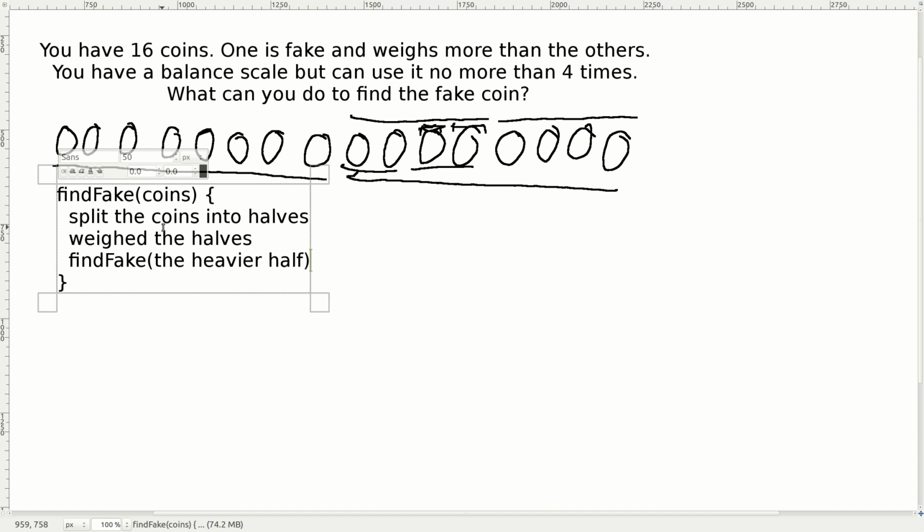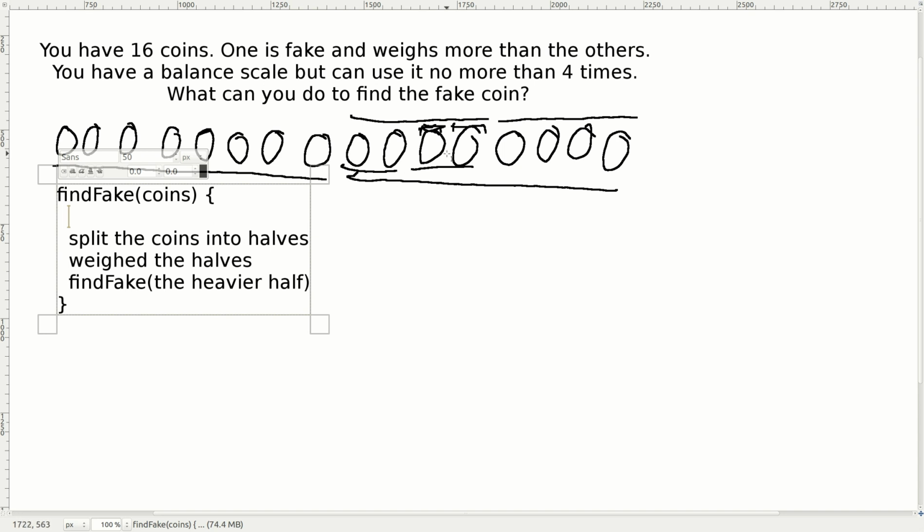This approach repeats that same process of splitting, weighing, and then finding the fake among the heavier half to do its own work. It's referring to itself. There's one little trick that we had to do here to be able to stop, though, because we stopped when we found one coin that was heavier than its partner in a pair. So we could say, if there is only one coin remaining, then we've found the fake. That's our fake, and we can stop.